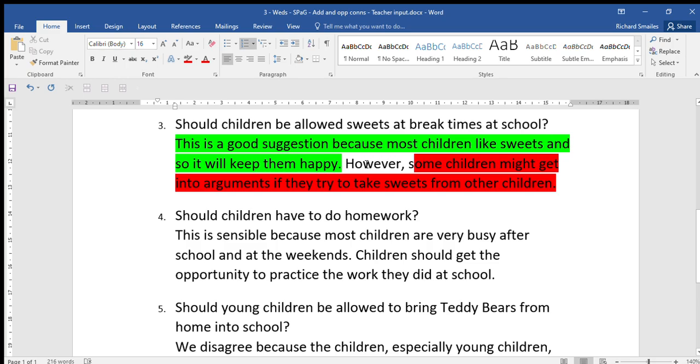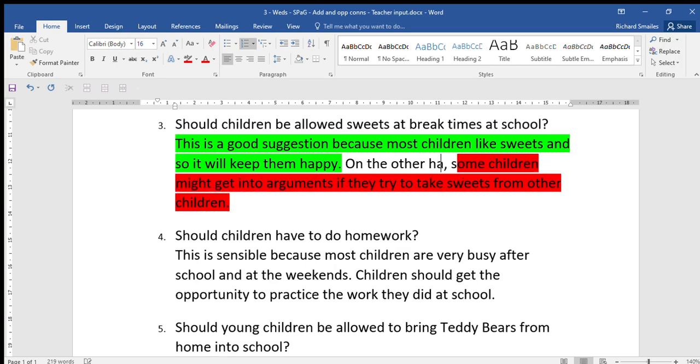We've already used however, so we could use on the other hand. Because on the other hand means, well, you've said one thing, but now I'm going to say something else. So on the other hand is an opposition connective. What we've got is the first sentence that agrees, the second sentence that disagrees, so therefore you have to have an opposition connective to join the two.